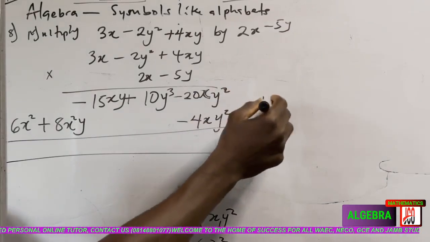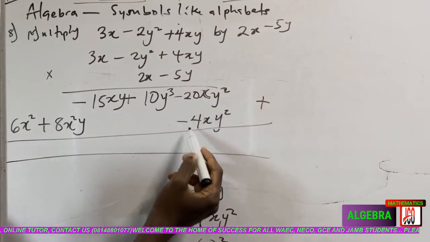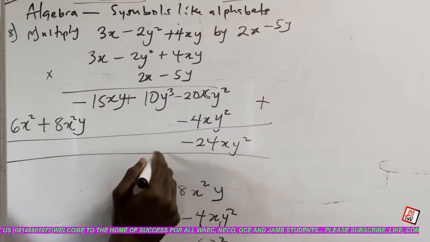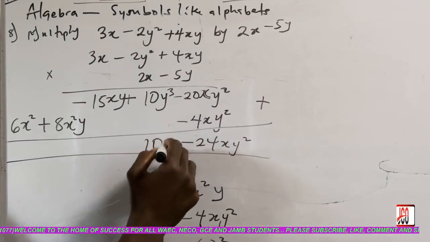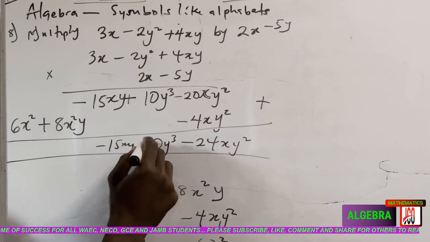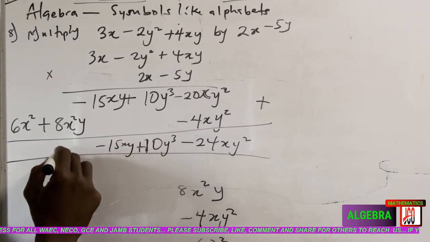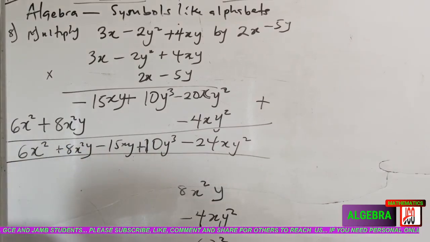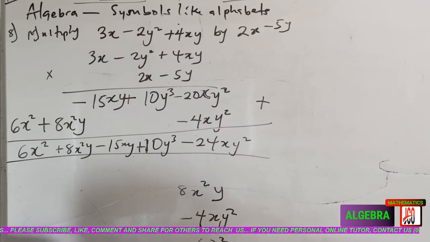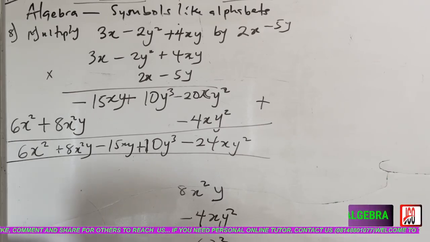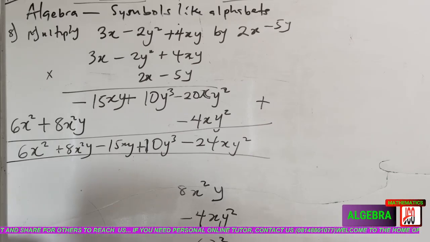These are xy square, xy square. They are like terms. Negative 20 added to negative 4 gives you negative 24xy square. Then y cube comes down. Minus 15xy comes down. Then plus 8x square y. Then 6x square. This is what we have: 6x square plus 8x square y minus 15xy plus 10y cube minus 24xy square. So this is your answer.